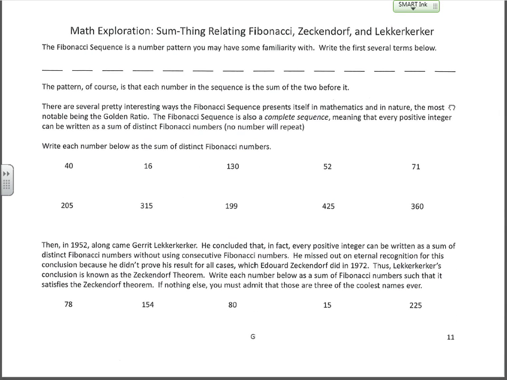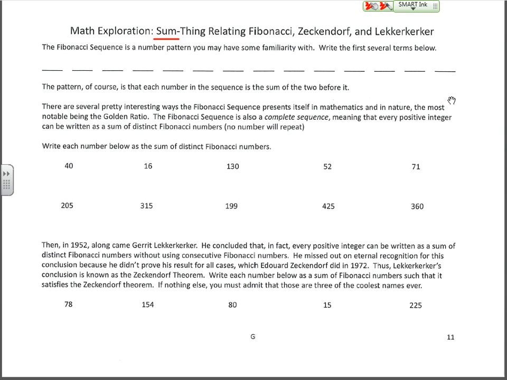Math exploration, something relating Fibonacci, Zeckendorf, and Lekkerkerker. What a great name. Names, Fibonacci, Zeckendorf, and Lekkerkerker. The Fibonacci sequence is a number pattern you may have some familiarity with. Write the first several terms below.